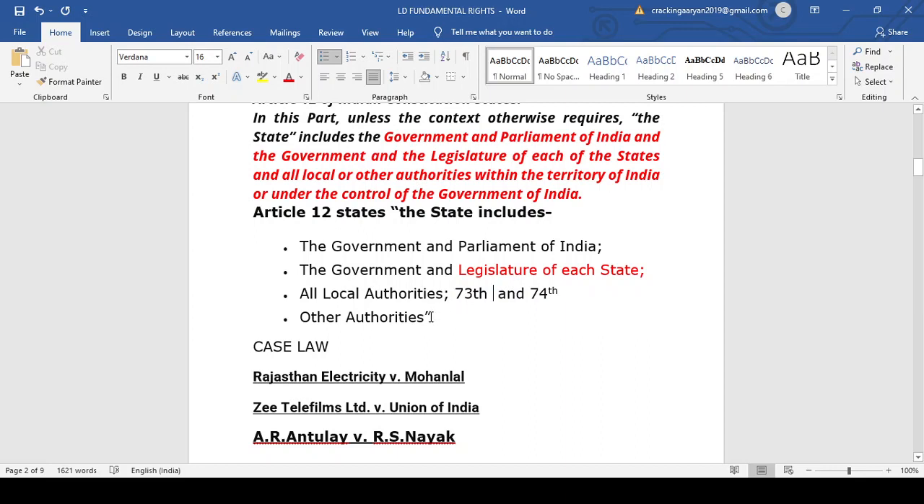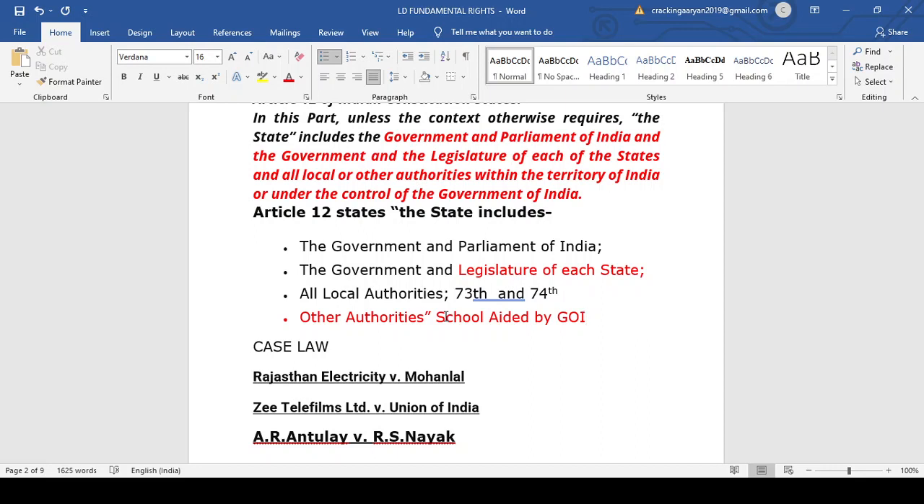Here the other authorities are all the educational institutes or any complex or any organization that is working under the control of the Government of India. Whether it is an institution or school, the schools here mean those schools which are aided by the Government of India. Only those schools. Then you have the other organizations which are under the control of the government. So this is Article 12, which talks about the State.